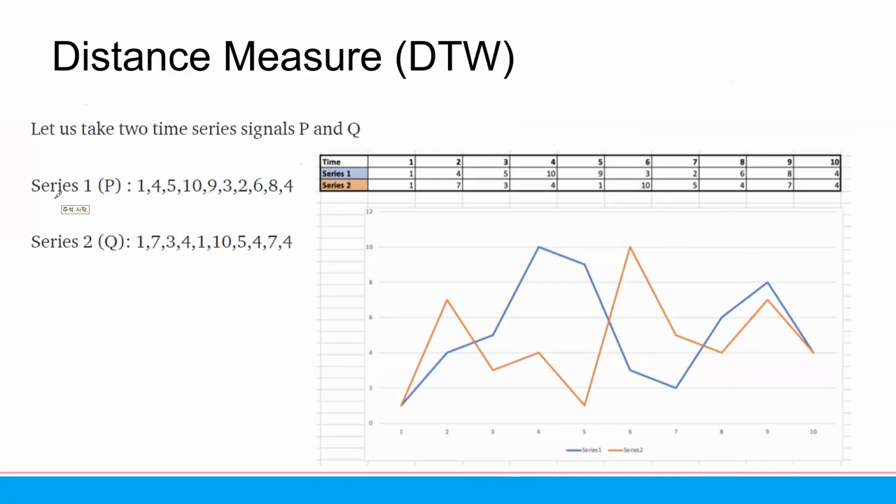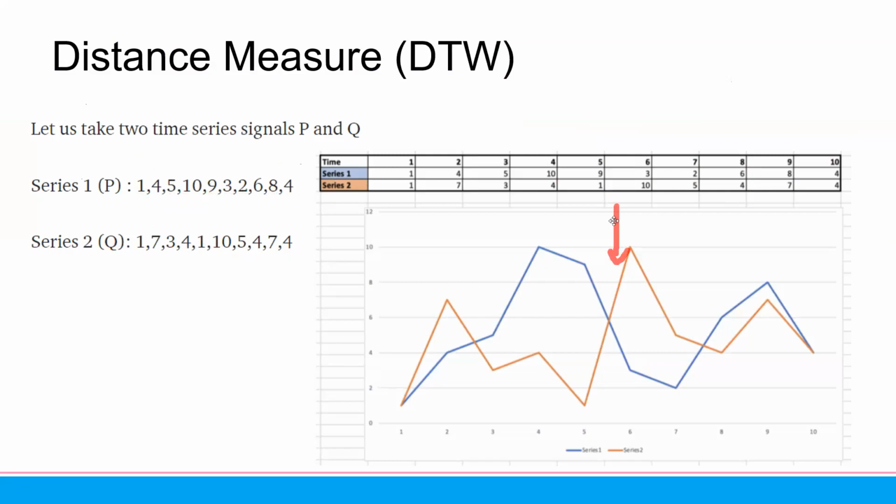So we have two series. Series means we have a data with a time sequence. So this is the data in the time 1, this is the data in the time 2, this is the data in the time 3, and so on. So we have P: 1, 4, 5, 10, 9, 3, 2, 6, 8, and 4. We have another series Q: 1, 7, 3, 4, 1, 10, 5, 4, 7, 4. Okay. So if we plot the data, it will be something like this one.